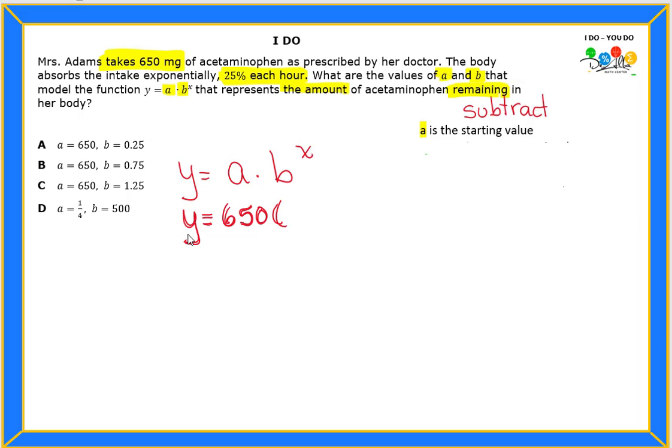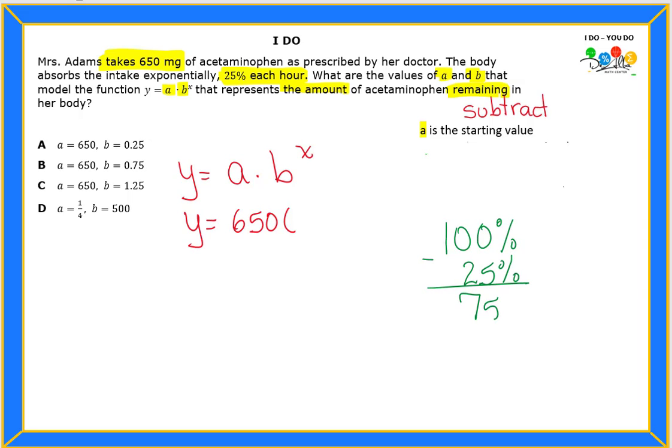Now, what about B? Well, B represents the amount of medicine remaining in her body. Now, think about what we said earlier. Remaining means something with subtraction. Anytime we think about percentages, we always think about 100%. So if I want to find how much of the medicine is remaining in her body, we're going to subtract how much medicine is being absorbed by the body, which is 25%. And this will give me 75%.